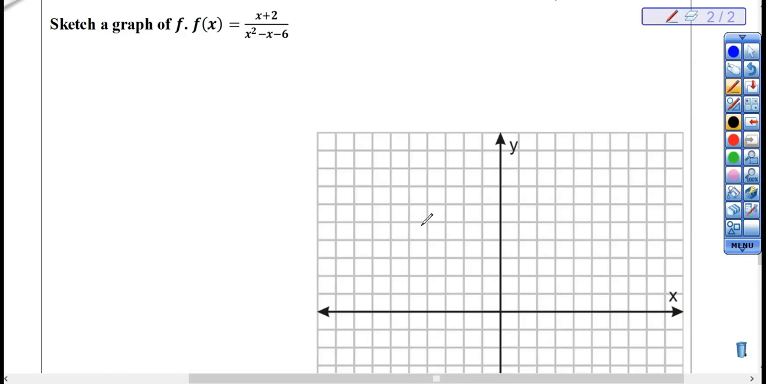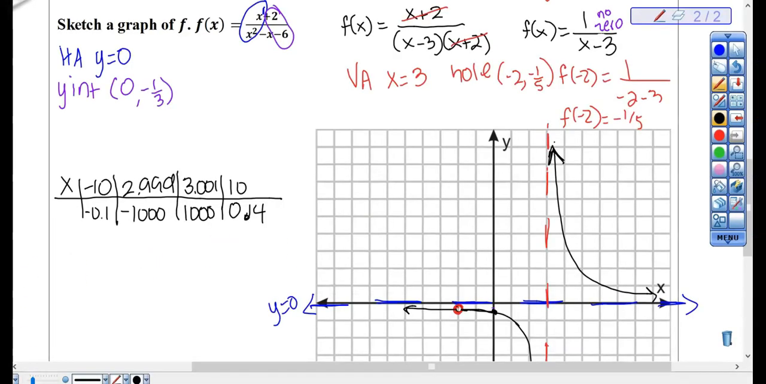So I'm going to pause the video while you work out this problem, then come back and see if you've got it correct. Okay, so we found a horizontal asymptote at y equals 0 because our numerator's degree was less than our denominator's degree. We found our y-intercept at -1/3. We factored and found a hole at x equals -2 again. So our simplified version was 1 over x minus 3. There was no 0 in the numerator left, so no x-intercept.